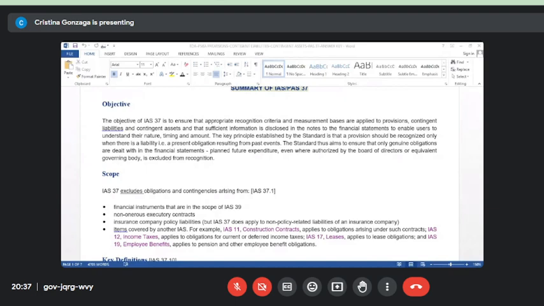Pag sinabing virtually certain, sigurado. Pag sinabi nating probable, ibig sabihin, hindi 50-50, mas malaki ang chance na mangyayari. So possible, 50-50 yan. Pag remote, less than 50% yan. Kaya kailangan alam mo yung range of outcome so that you will know how to treat the item.